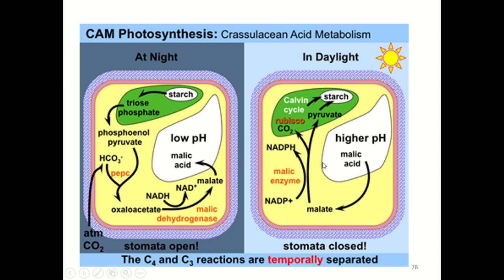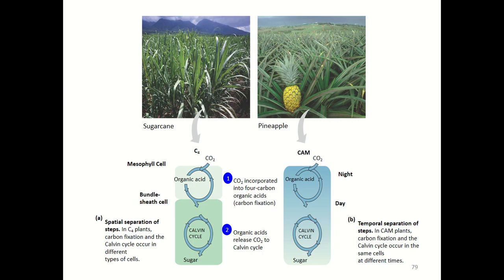So during the day, the malic acid inside the cell vacuole will be converted into malate and released from the cell vacuole, and then the malate will form carbon dioxide that will undergo the process of the Calvin cycle, and it will also form pyruvate, in which the pyruvate will be reduced to form PEP, phosphoenolpyruvate, to bind again with the carbon dioxide during the first carbon fixation.